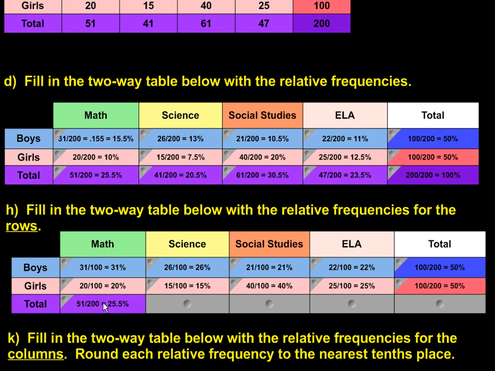And as we come down, we had 51 out of 200, that's 25.5%. We had 41 out of 200, which is 20.5%. We had 61 out of 200, which is 30.5%. We had 47 out of 200, which is 23.5%. And our total was 200 out of 200, which is going to be 100%.